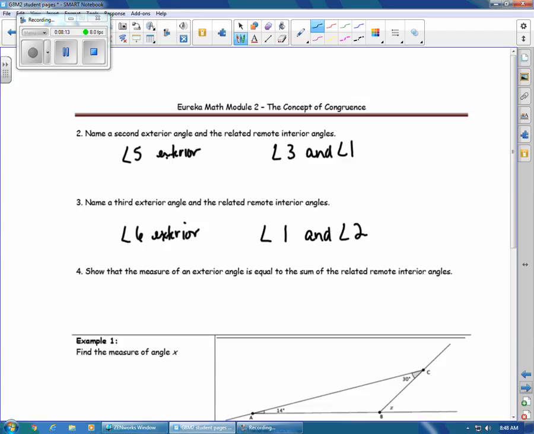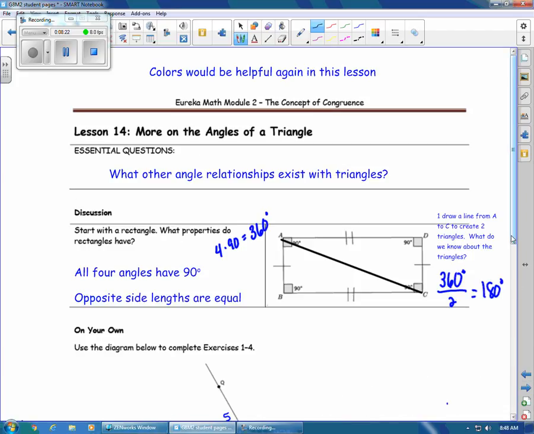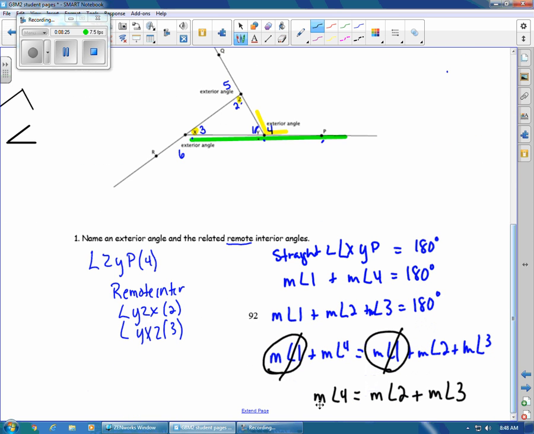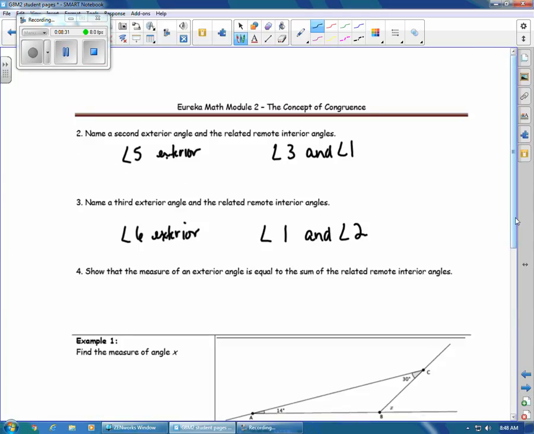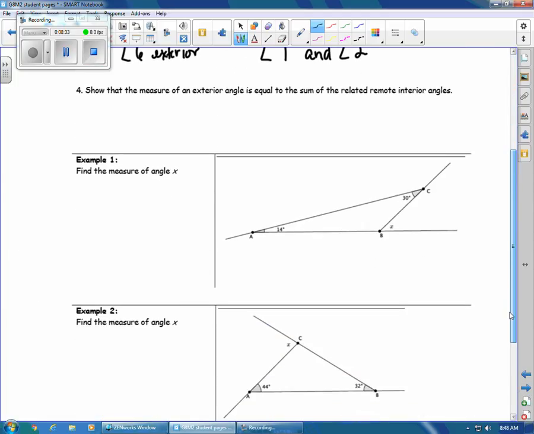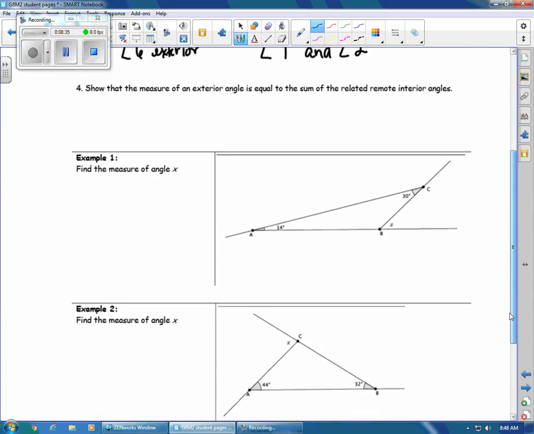Okay? Next it says, show that the measure of an exterior angle is equal to the sum of the related remote interior angles. So what I want you to do here is restate what I did on the other page, kind of in your own words. Restate this whole idea in your own words. I'm not going to do that for you. I'm going to leave that to you to do.